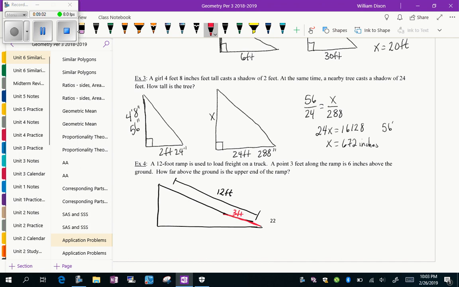And it says that that is 6 inches above the ground. So that is going to be, because our ramp here, this is the ground, that's going to be 6 inches. You want to know how far above the ground is the upper end of the ramp. So that would be X. That is here. I should use a different color, and I will. So that is X. That's what we're looking for.